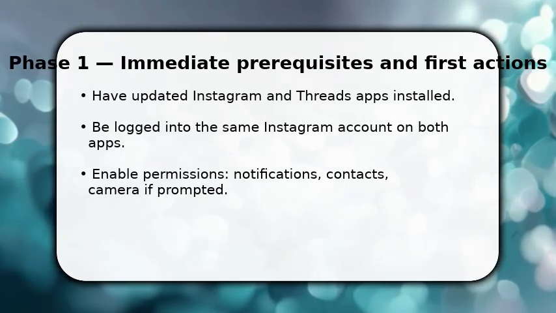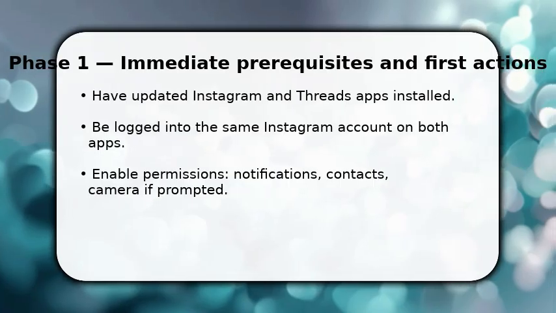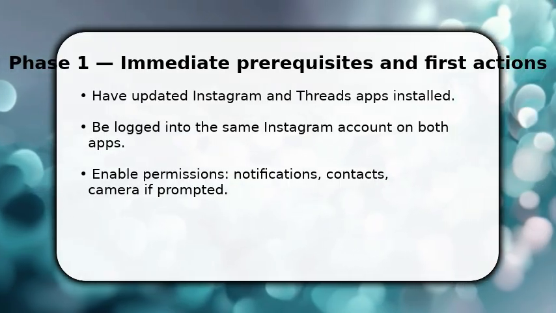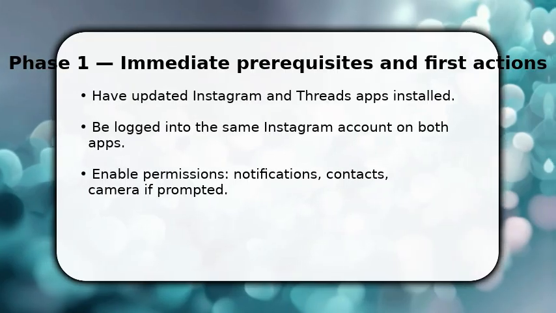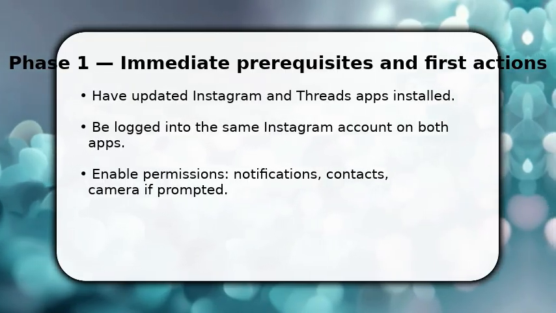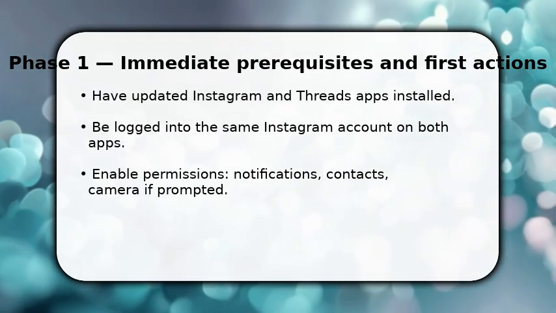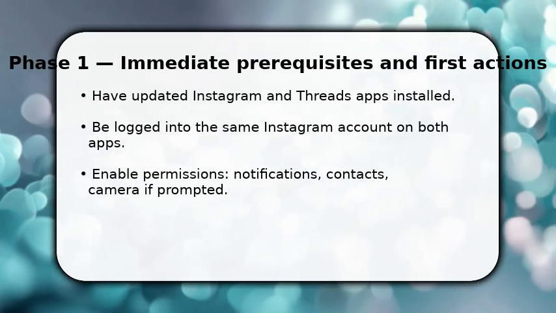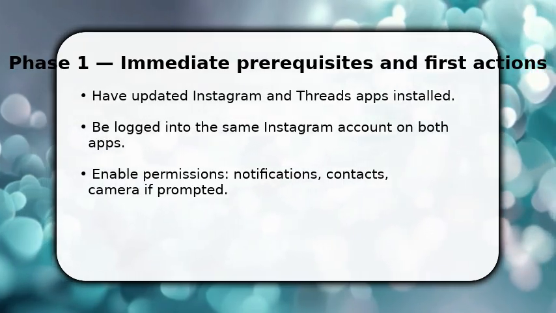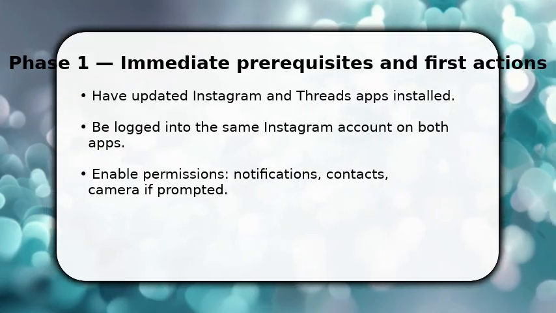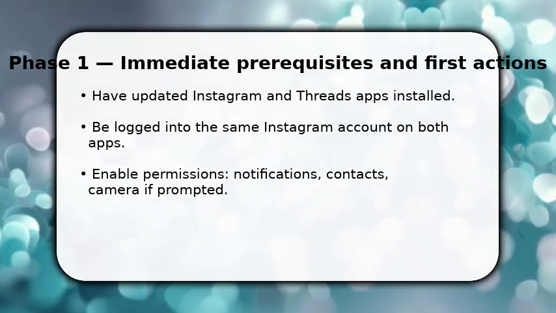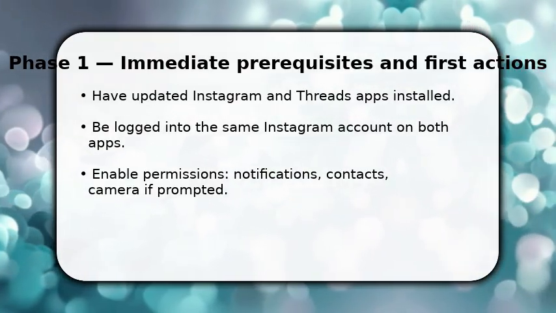You start by confirming the essentials and then immediately begin. Open Instagram, confirm you're logged into the exact account you want to link, and then install or open Threads. Once done, tap the profile menu in Threads. The app will ask to connect to Instagram. Allow it. Make sure permissions for account access are granted so the apps can share credentials.